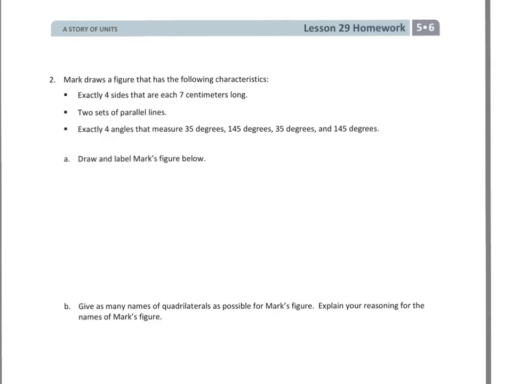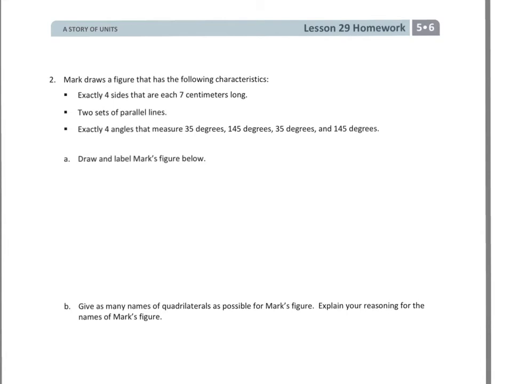And here we are on page 2. And number 2 says, Mark draws a figure that has the following characteristics. Exactly 4 sides that are each 7 centimeters long, 2 sets of parallel lines, exactly 4 angles that measure 35 degrees, 145 degrees, 35 degrees, and 145 degrees. Draw and label Mark's figure below.